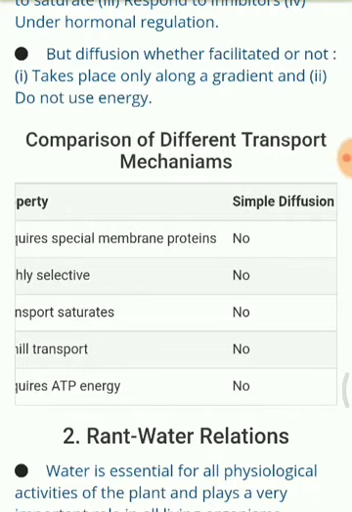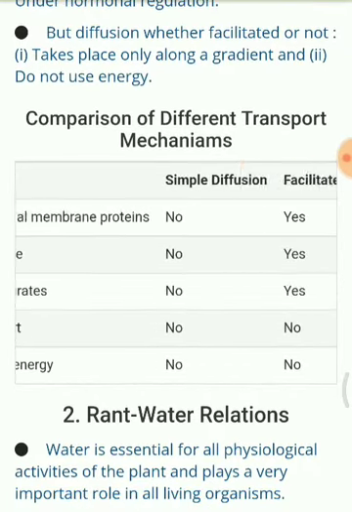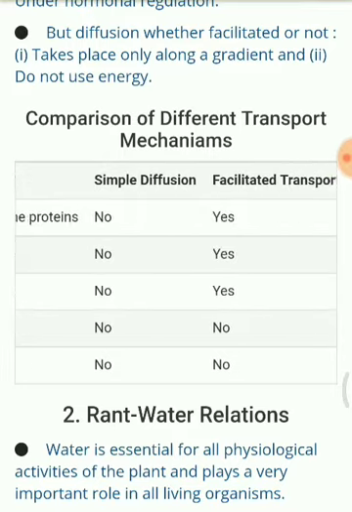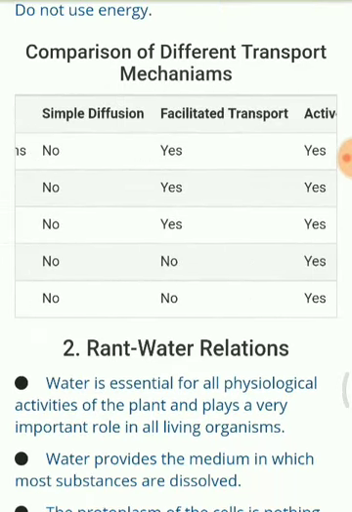Property: requires special membrane proteins. Simple diffusion, no. Facilitated diffusion, yes. Active transport, yes. Highly selective: no, yes, yes. Transport saturates: no, yes, yes. Uphill transport: no, no, yes. Requires ATP: no, no, yes.